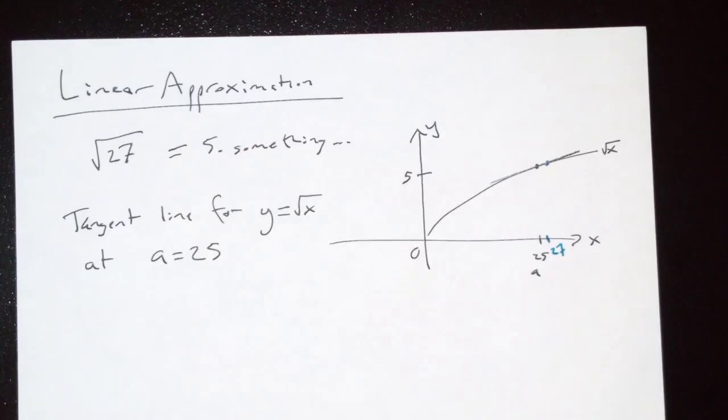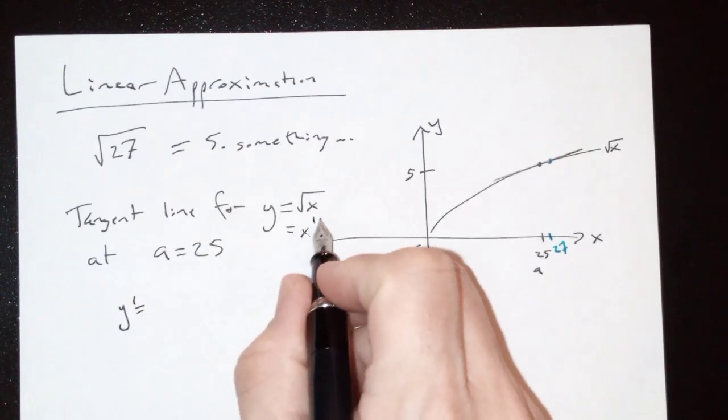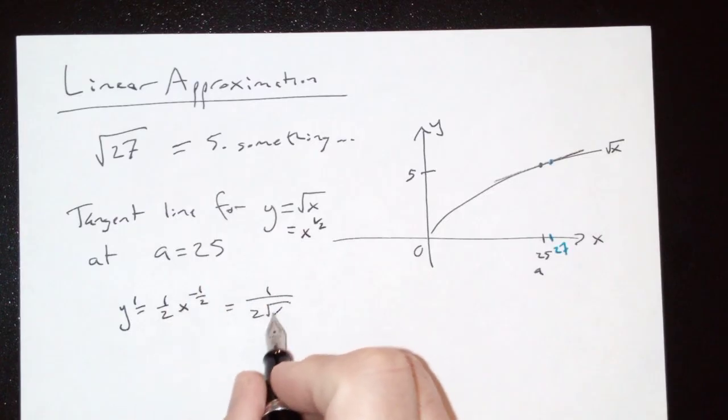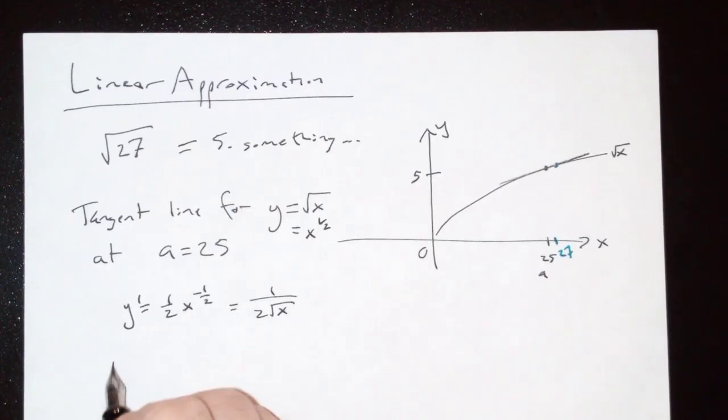This is a question you should be able to answer. How do I find the equation of a line? Okay, when I differentiate, what's that going to give me? The slope of that line. So I take y prime, and if I rewrite this as x to the 1/2, then I can use the power rule, or 1 over 2 square root x. I have the slope by plugging in 25.